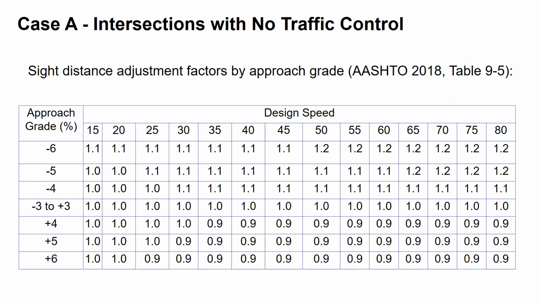If we have grades that exceed 3%, plus or minus, so plus or minus 3%, all those adjustments are 1, so multiplying it by 1 gives us the same value. But if it's 4 or greater on either the negative or the positive side, we need to use the adjustment value from this table. And in some of those instances, we do see that those are still 1. But as the design speed increases, we're going to have a value that differs more from 1.